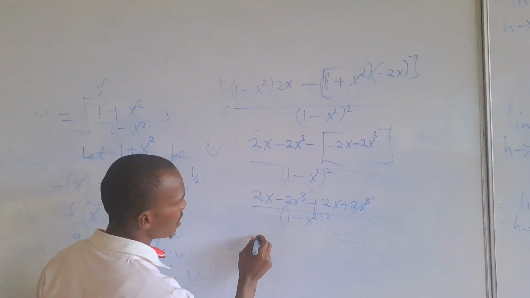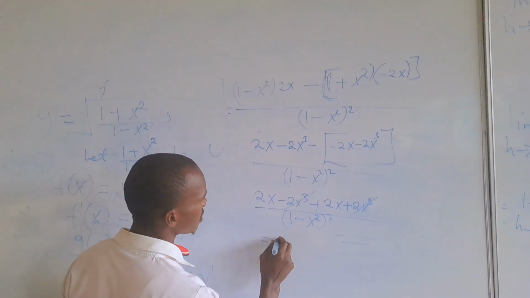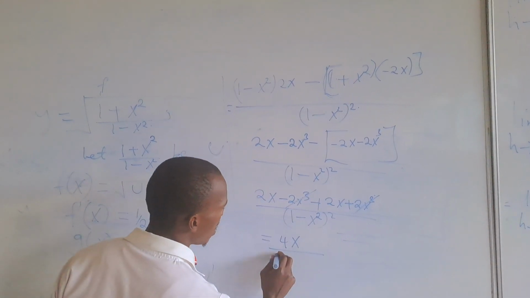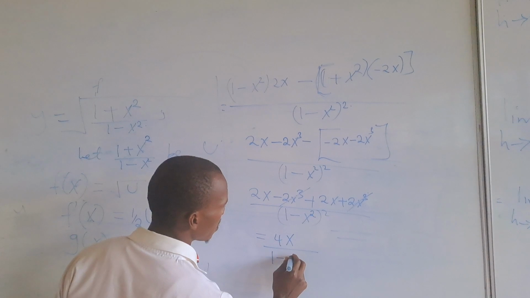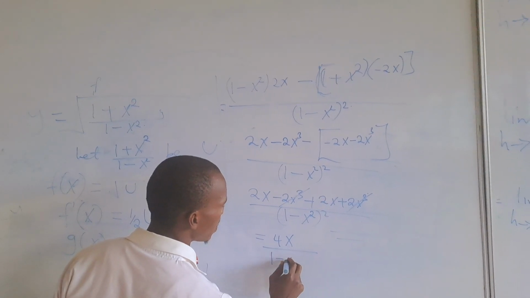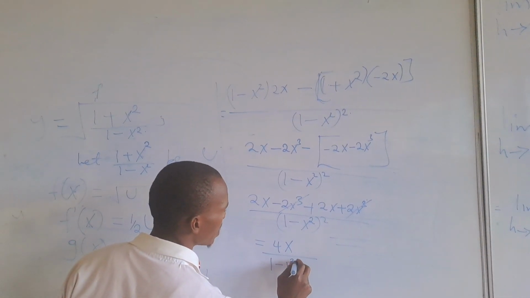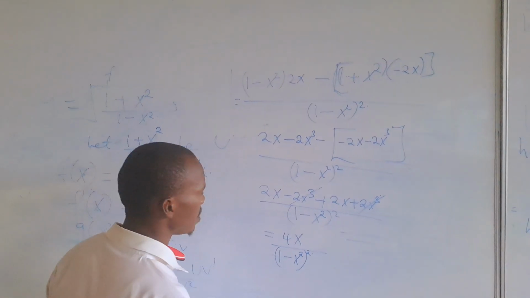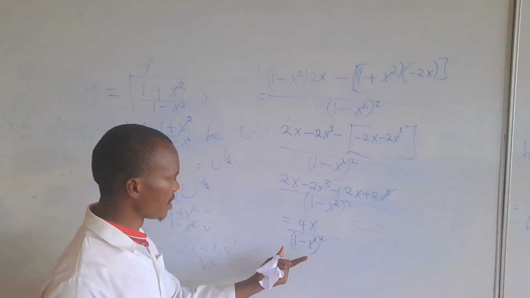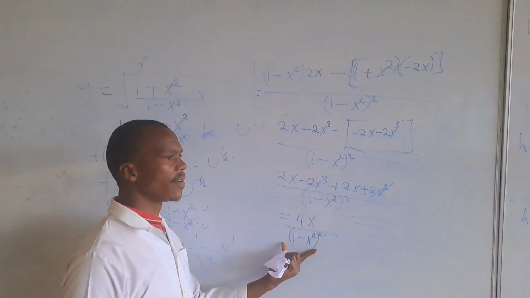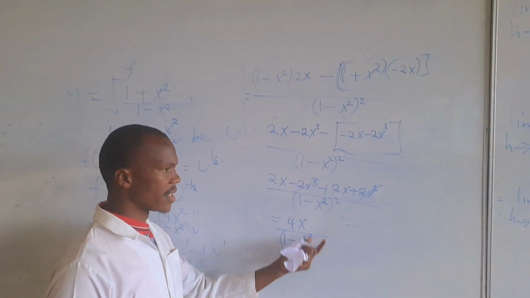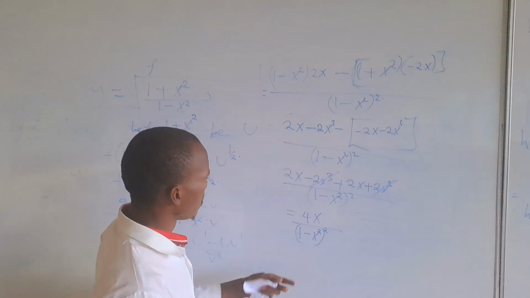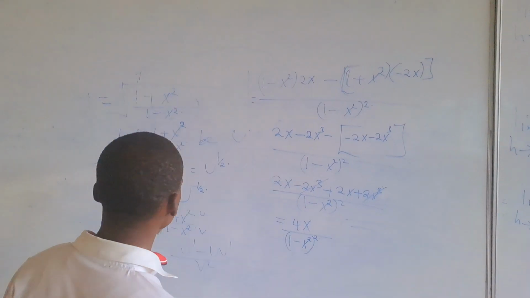So therefore, we remain with 4x over 1 minus x squared, which, if you like, you can leave in this form, or you can work it further. Let's stop from there, then we continue.